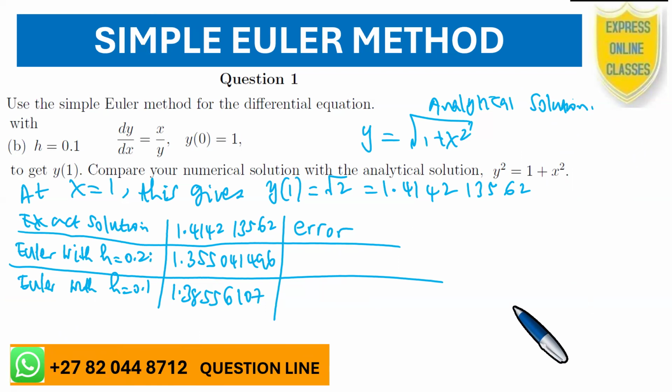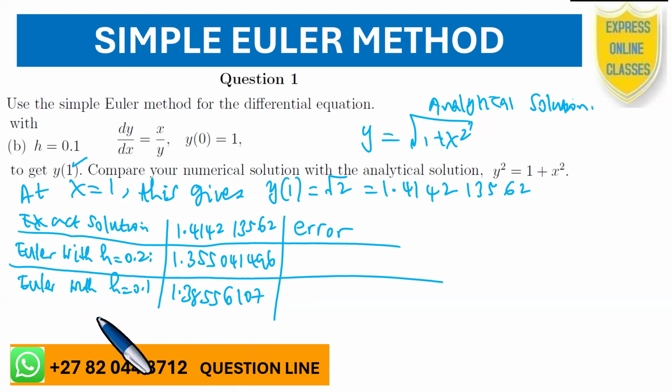Good. But what then becomes the meaning of all these things here? We want to get y at 1. Y at 1 is the square root of 2, which is this. So these answers are approximations of this. The exact solution is 1.414213562. But with 0.2, we got 1.355, then with 0.1 we got 1.38556107. Okay, so we can see that the exact answer is 1.4142, but Euler did not give us the correct answer.